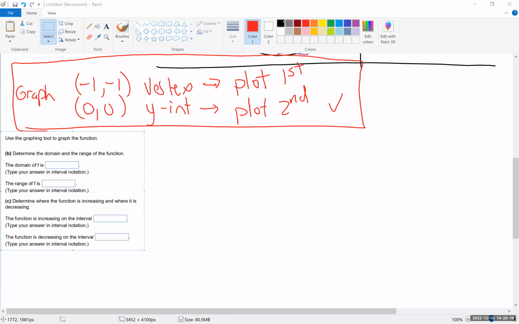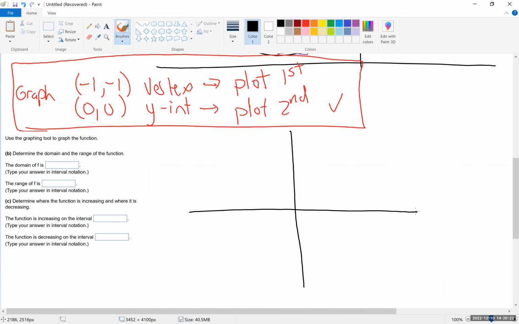All right, so we can actually do a quick sketch of this without the MyMathLab graphing tools. We have a vertex at -1, -1, and our y-intercept is at 0, 0. Our graph will look like this. This is the graph of our parabola. And we have the point -1, -1 as our vertex.